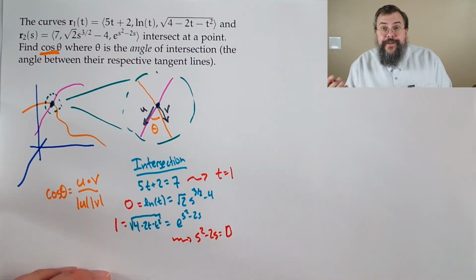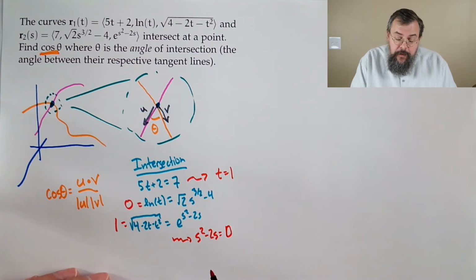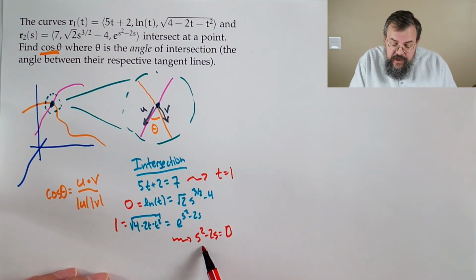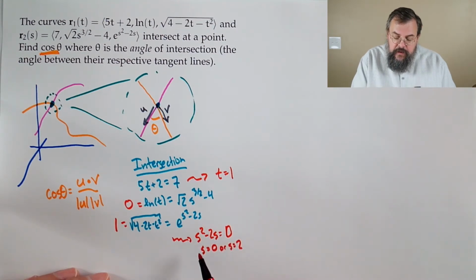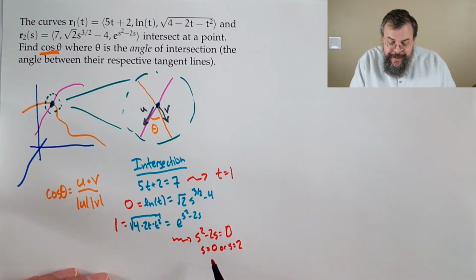e to the 0 is 1. Well, when is that true? It says potentially s is either 0, because that works, or s equals 2, because you can factor out an s times s minus 2. Now, do they both work? Well, let's just check it.